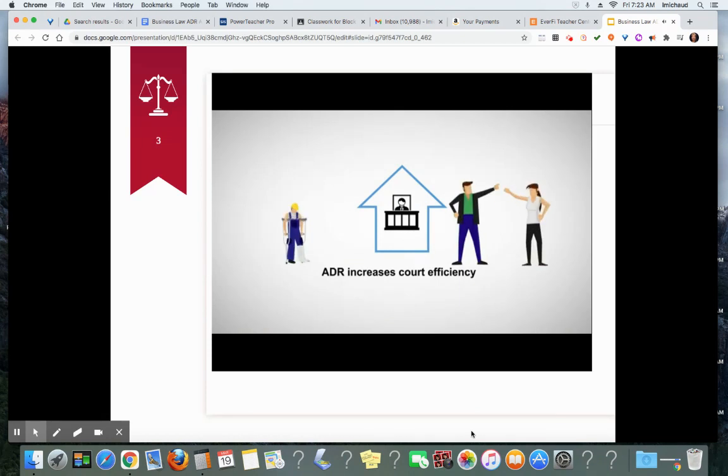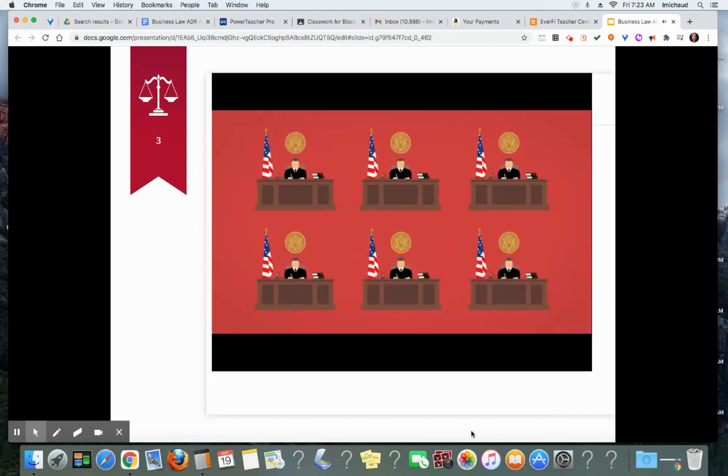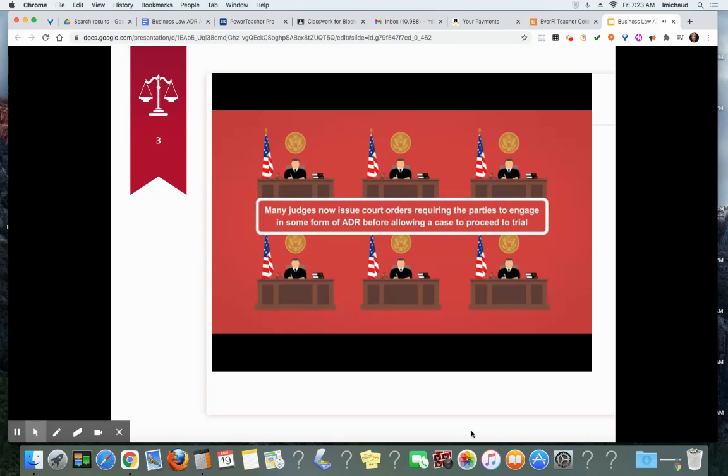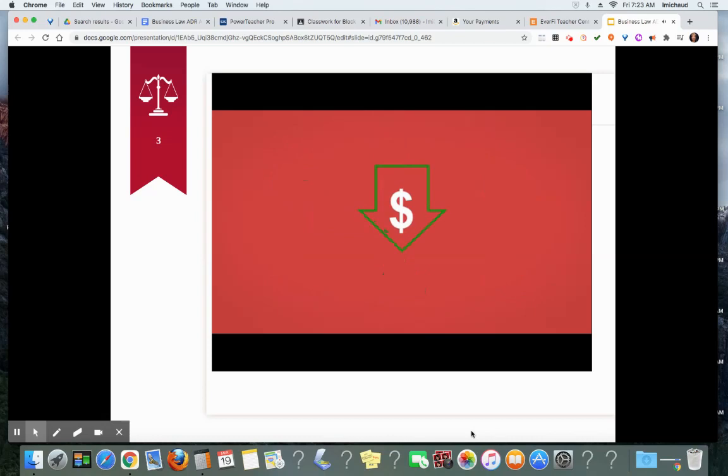The general public has never been more litigious. Court dockets are bursting at their seams, and there are only so many judges available to handle the ever-increasing caseload. As a result, many judges now issue court orders requiring the parties to engage in some form of alternative dispute resolution before allowing a case to proceed to trial. Second, ADR is less costly than trial.